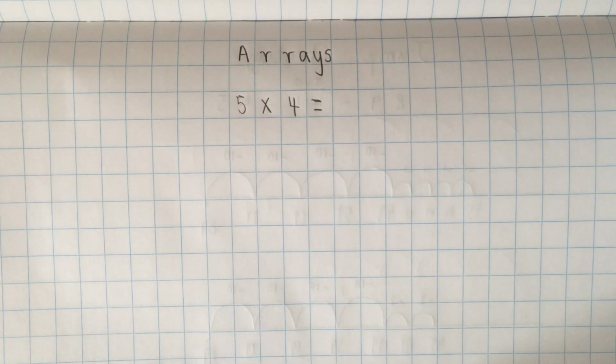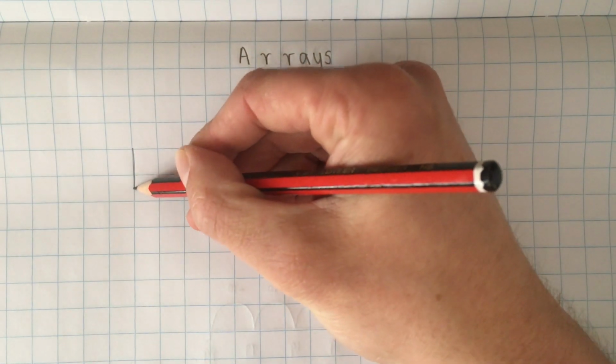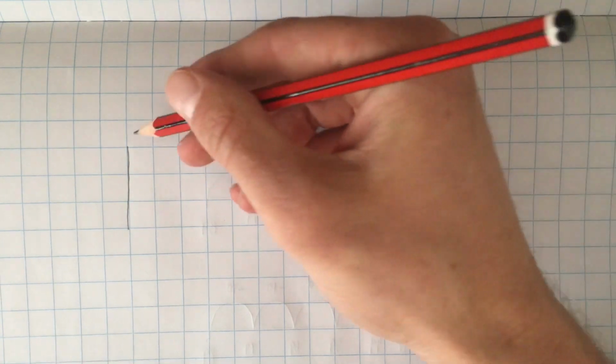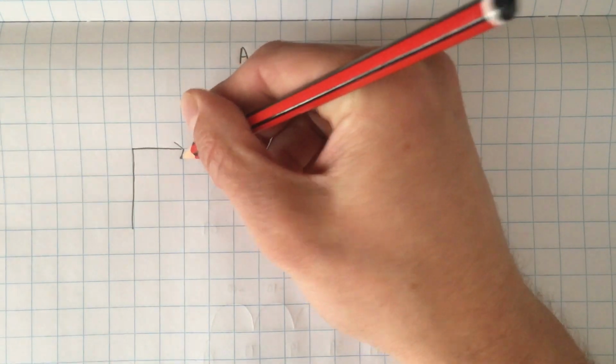Hi everyone, today we're going to look at solving a multiplication using an array. So arrays are really clever ways to organize a multiplication question, and it's done through the use of rows and columns. A column moves down the page vertically, and a row moves across the page horizontally.